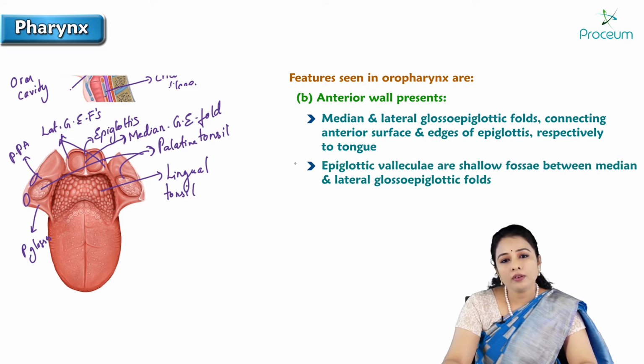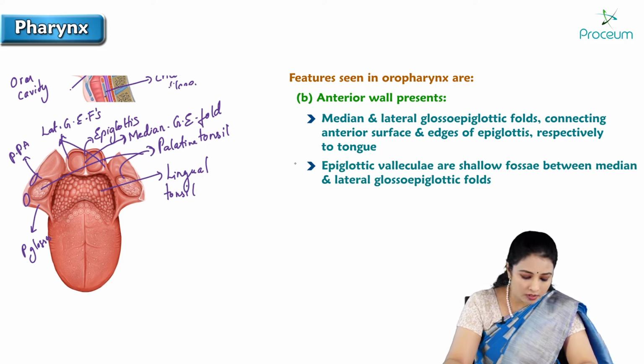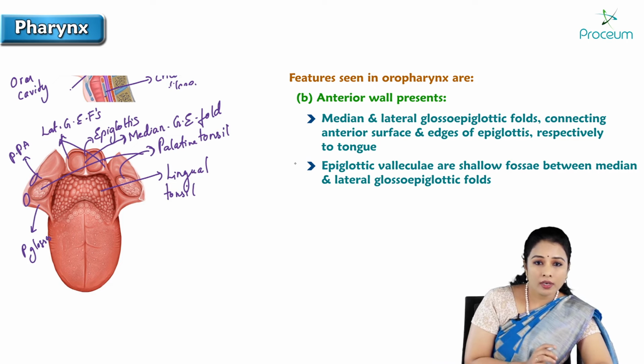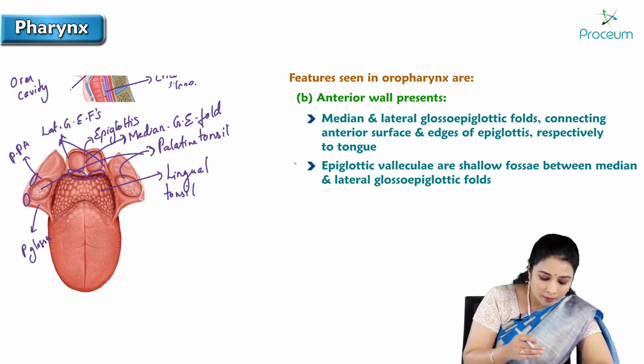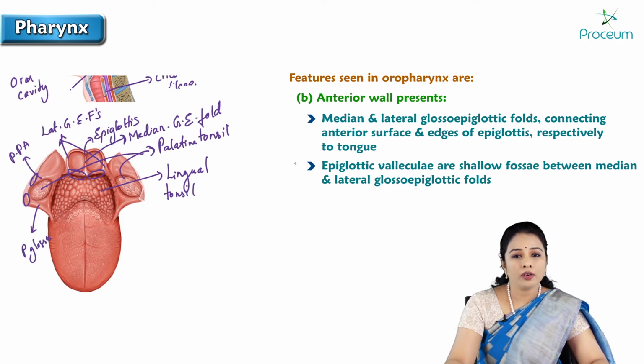Next is the epiglottic vallecula, that is the shallow fossa between the median and lateral glossoepiglottic folds. So here the depressions between the median and lateral glossoepiglottic folds, between the tongue and the epiglottis, the gap is called epiglottic valleculae.